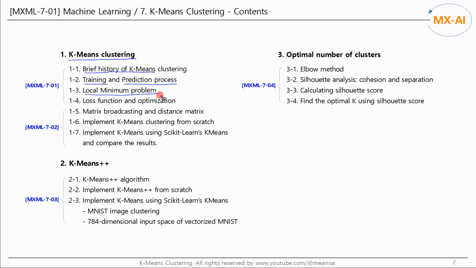We cannot fundamentally solve this problem, but we'll look at ways to make it less likely to happen. Finally, we will look at how to define and optimize the loss function for K-means.